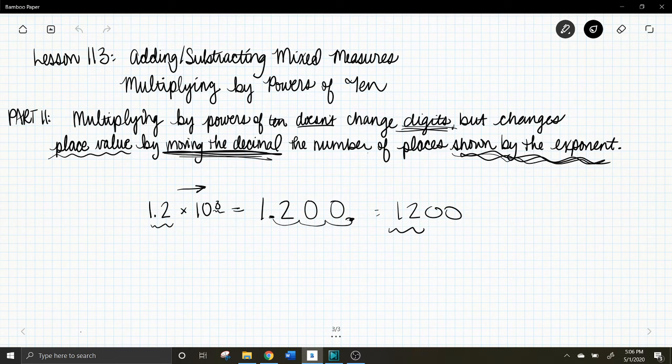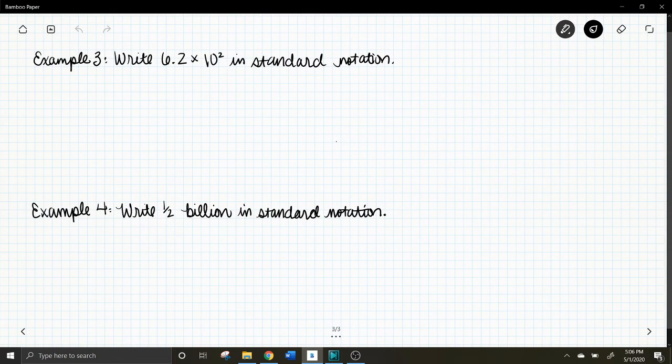Okay, let's see if I did anything on this page. Okay, beautiful. Our next example is write 6.2 times 10 to the power of 2 in standard notation. So standard notation is just how you're used to seeing numbers. This right here, if you'll recall, is called scientific notation.